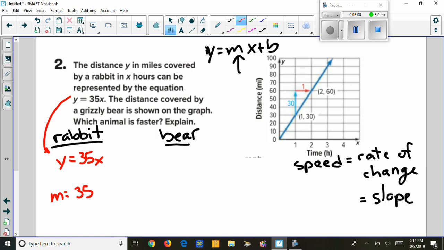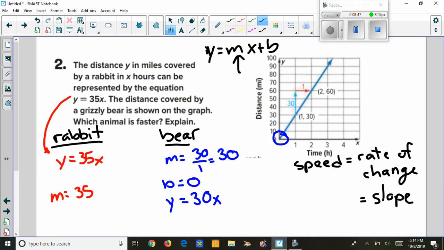Now for the bear, we're going to have to look at the graph. And we're going to go ahead and write this as an equation just so we can practice it. But what we really need to figure out is what is the rate of change. What I see is that the bear has a slope of 3 over 1, or 30 miles per hour. Notice that it crosses at the origin, so its b would equal 0. So its equation would be y equals 30x. The two pieces I need, though, are the 30 and the 35.